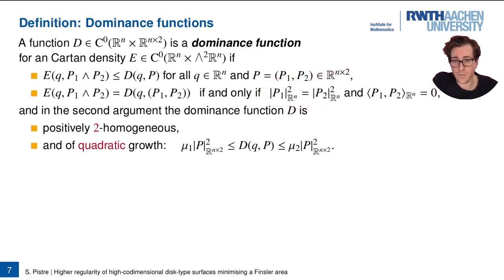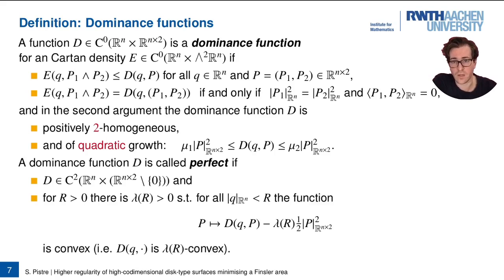And similar to Cartan densities, we also need that in this matrix variable D, we have 2-homogeneity and quadratic growth. So you want to compare the dominance function to the Dirichlet energy integrand, right? So the norm of D squared. This is quadratic growth. So this is a dominance function, and then on the previous slide we had this word, a perfect dominance function, so that is the following. You need also in this case that the dominance function is C2 outside of the zero matrix.